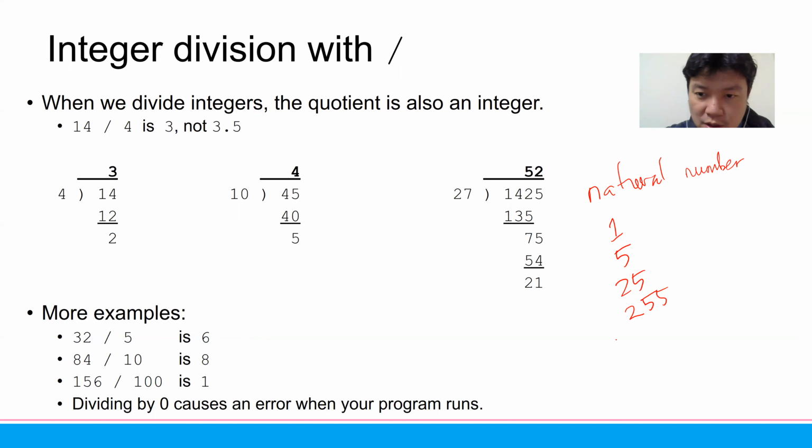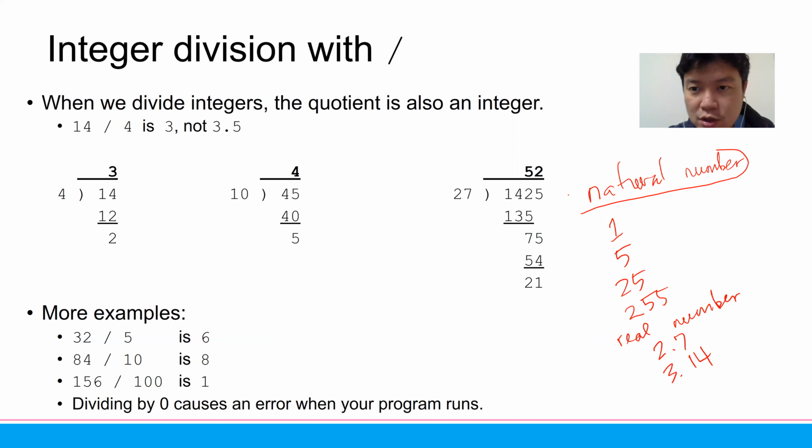But what is a real number? The real number can be a number with the decimal, so 2.7, let's say 3.14. So it is a real number. If you want to divide an integer with an integer, I will use this natural number and I will just use this name as integer. It is a common word in computer programming. If you deal with the integer, then yeah, it is the natural number.